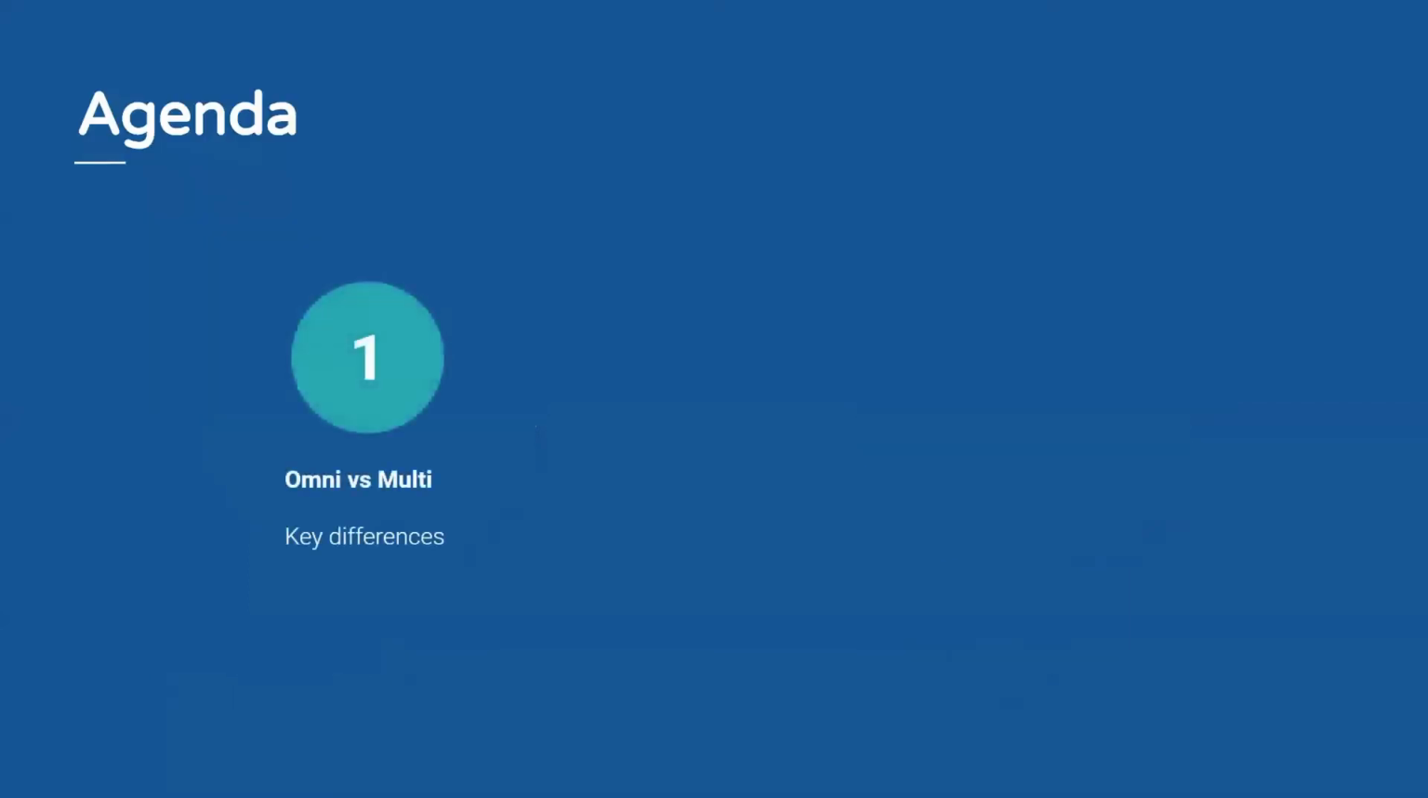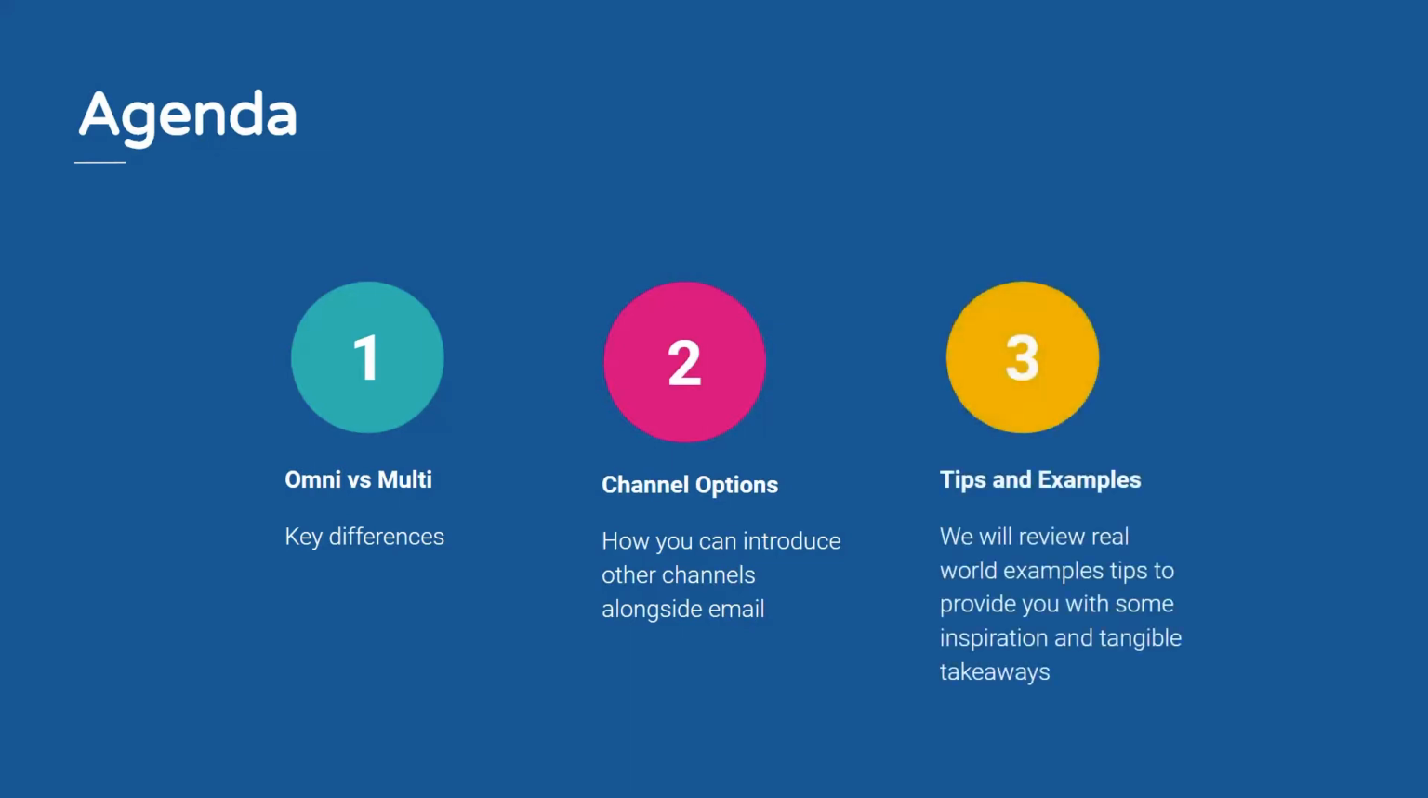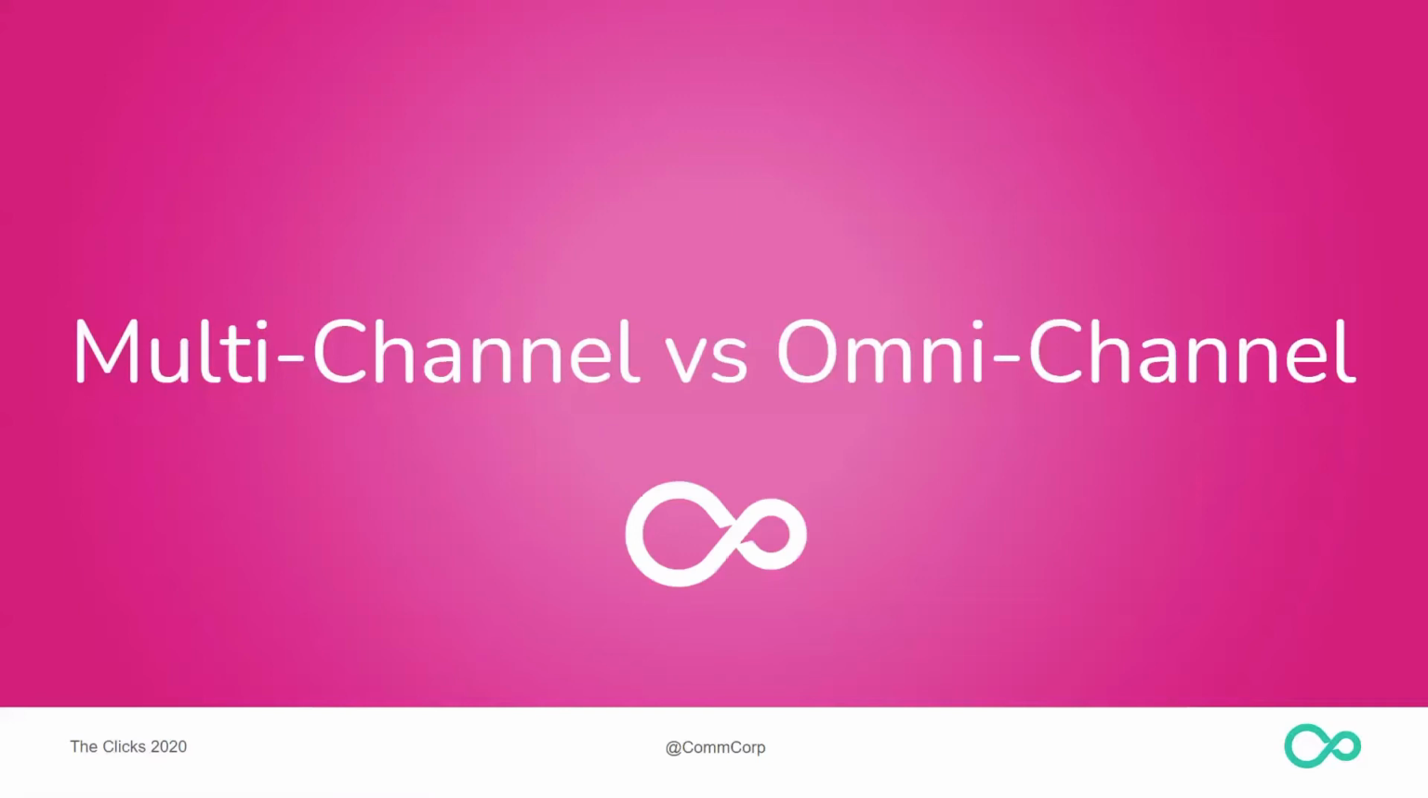Just to get us started, in terms of agenda, what we'll be looking at is the key differences between omnichannel versus multi-channel. We'll also be giving you a couple of options in terms of what you can do to introduce additional channels alongside your email communications, and also give you some tips and examples of how exactly you can go about doing this and implementing it in a tangible way, so you can have some key takeaways they can implement in your emails. But to get us started, I'm going to hand over to my colleague Jamira.